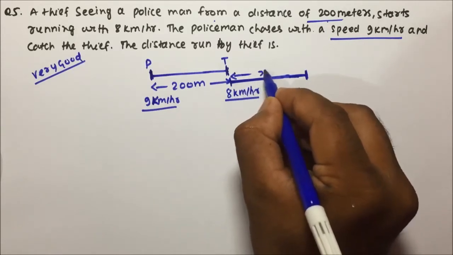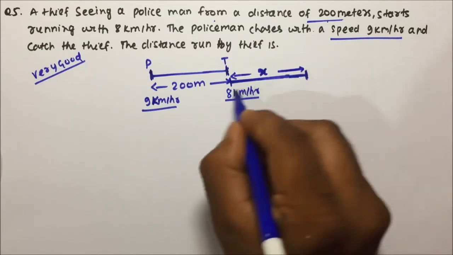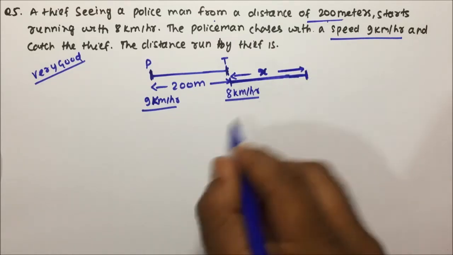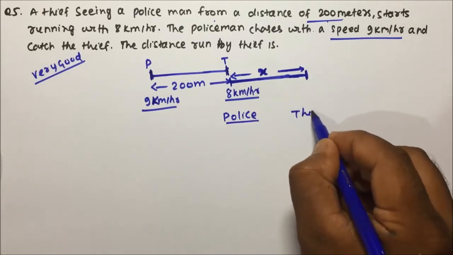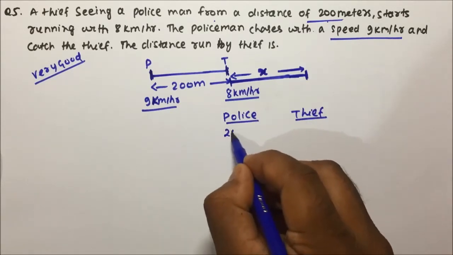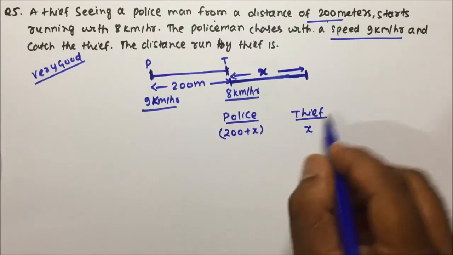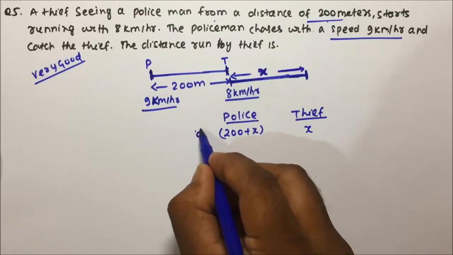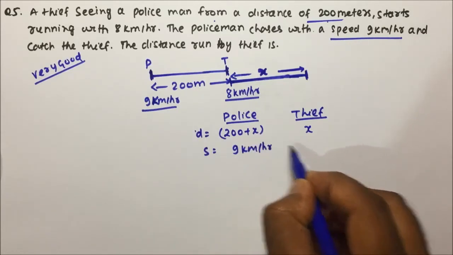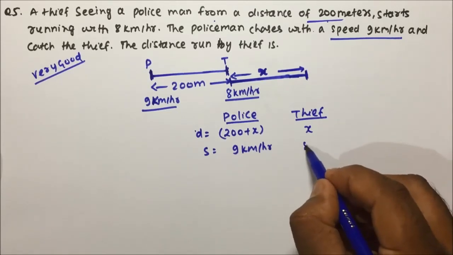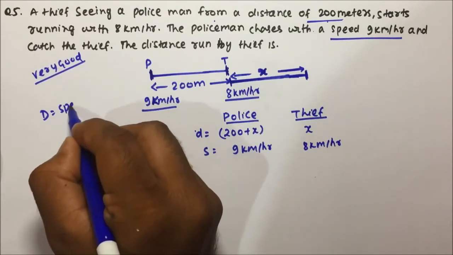Now, how much distance will this policeman cover? Suppose the police catch the thief after X distance. So here I will write police, and here I will write thief. The police will cover 200 plus X meter, whereas the thief will cover only X. Now this is the distance, and if we talk about the speed, then the police speed is 9 km per hour, and the thief speed is 8 km per hour. Now distance will be equal to speed into time.